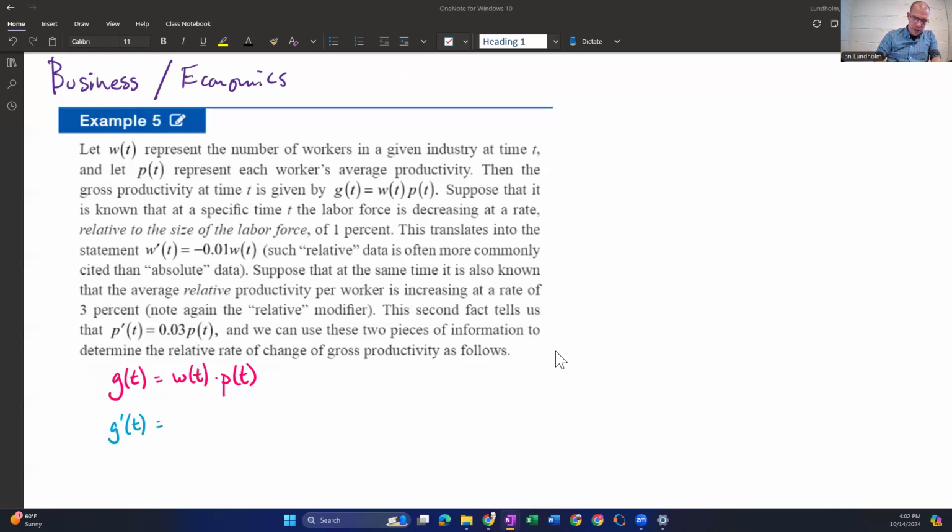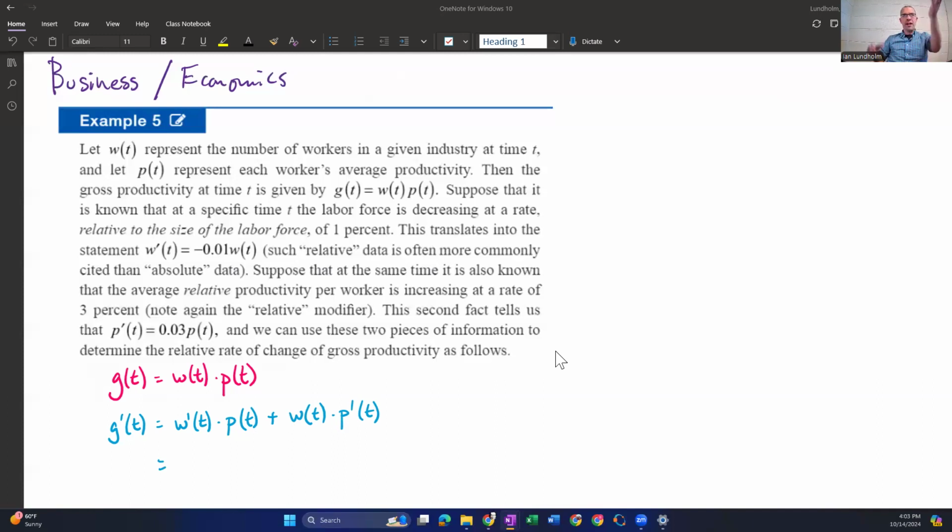So we could go W prime of t times P of t, and then plus W of t times P prime of t, just the other way around. And then we can start filling stuff in, making substitutions that make sense.